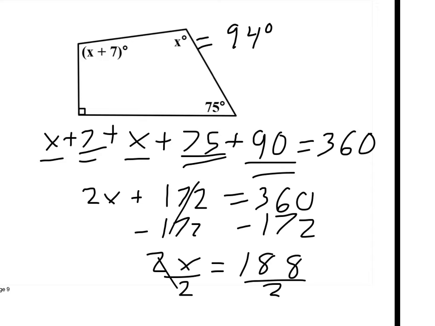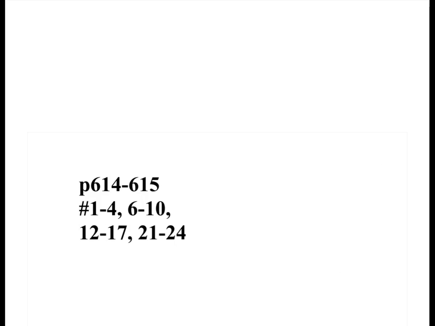What's the other one? x plus 7 is 94 plus 7, which gives you 101. Good. Then what I do is I check. I make sure they all add up to 360. 101 plus 75 is 176, plus 94, plus 90. Guess what it gives you? 360. Here's your assignment.